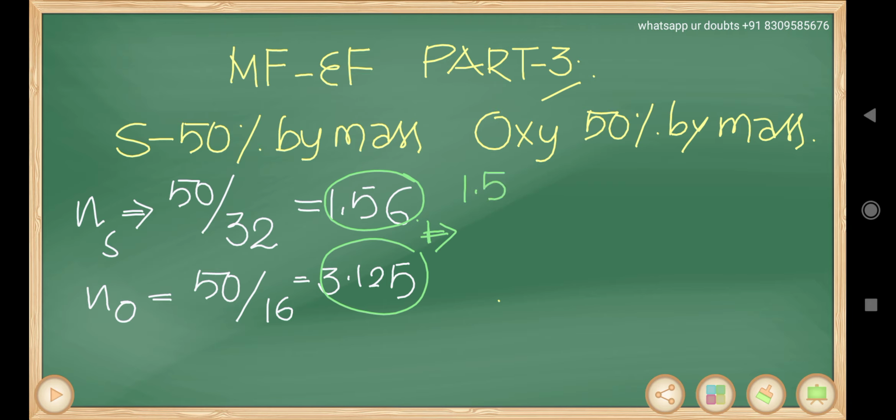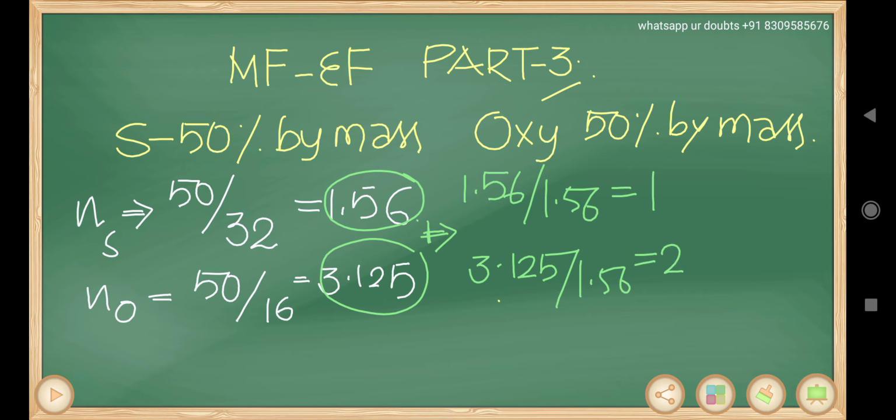So 1.56 divided by 1.56 is equal to 1. 3.125 divided by 1.56 is equal to 2. That means 1 sulfur and 2 oxygens are present. So the empirical formula of the compound is SO2. What are we doing here? Whatever the mass percentages are given, you just check whether they add up to 100 or not. If they are not equal to 100, the remaining percentage is of oxygen.